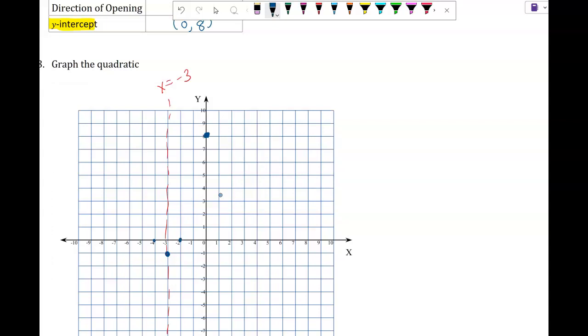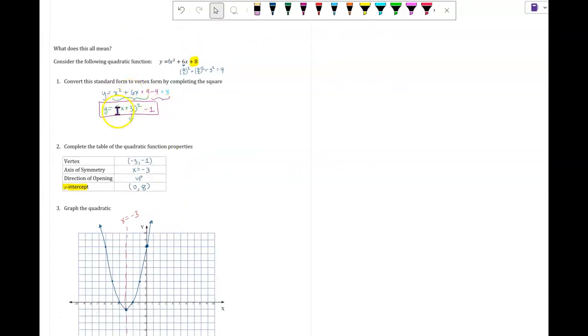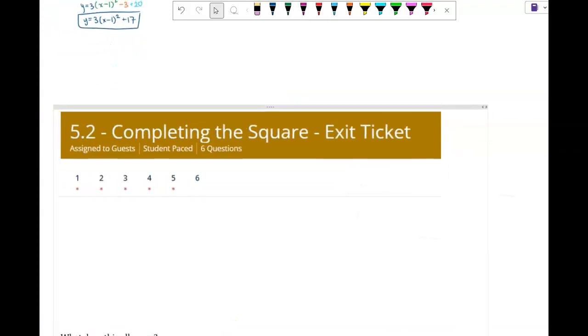From the vertex I go over 2, I go up 4. And then had I gone 3 over, I would have to go 9 up, which is exactly where that 8 is. I'm just going to mirror it on the other side of my axis of symmetry. And now graphing it with my arrows, because quadratics continue forever. And there is my quadratic. So if I plug this in, whether you're looking at the vertex form or the standard form, this is my quadratic equation.